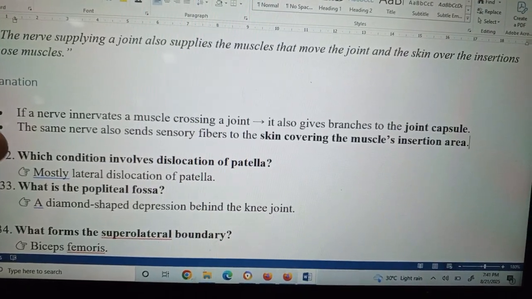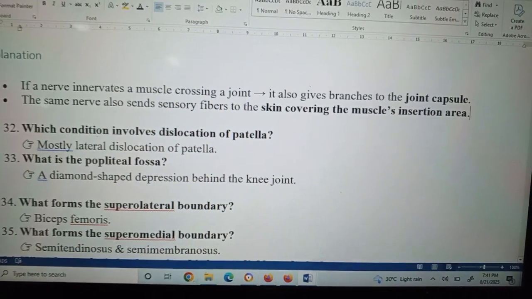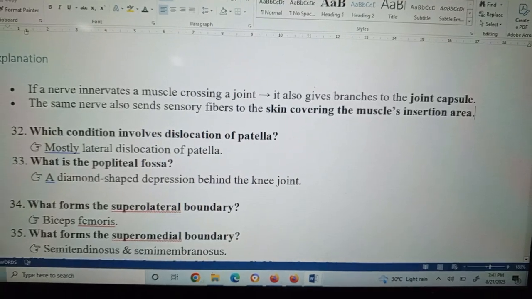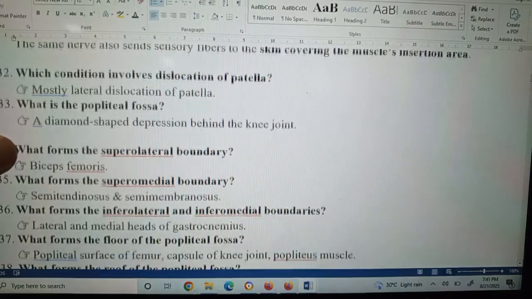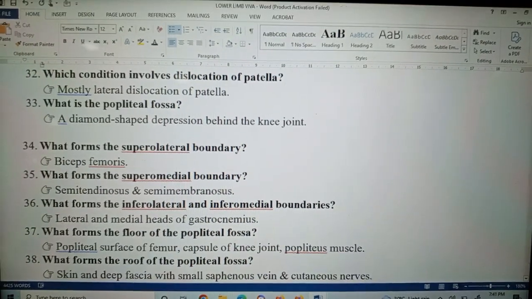Which condition involves the dislocation of the patella? Mostly lateral dislocation of the patella. What is the popliteal fossa? A diamond shaped depression behind the knee joint. It is very important from the OSPE point of view as well.